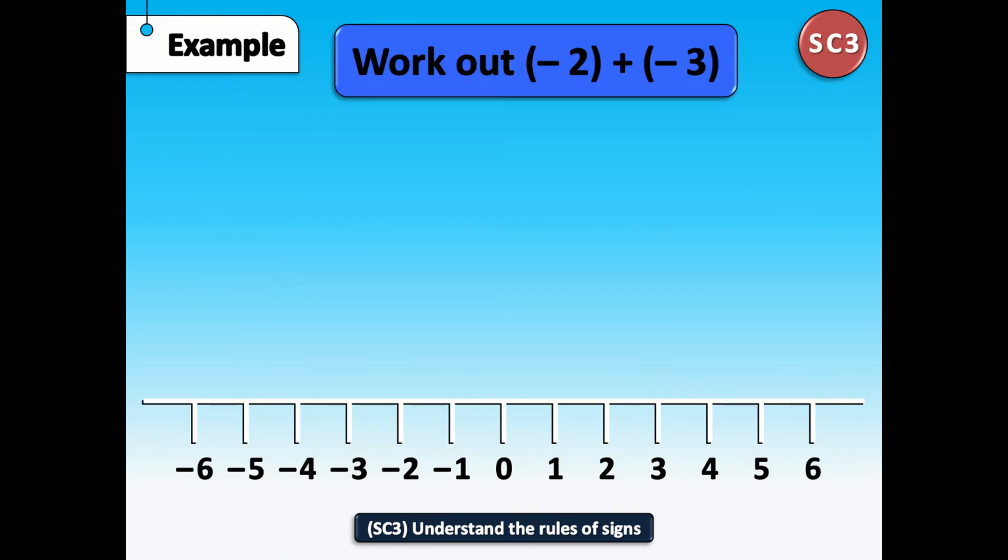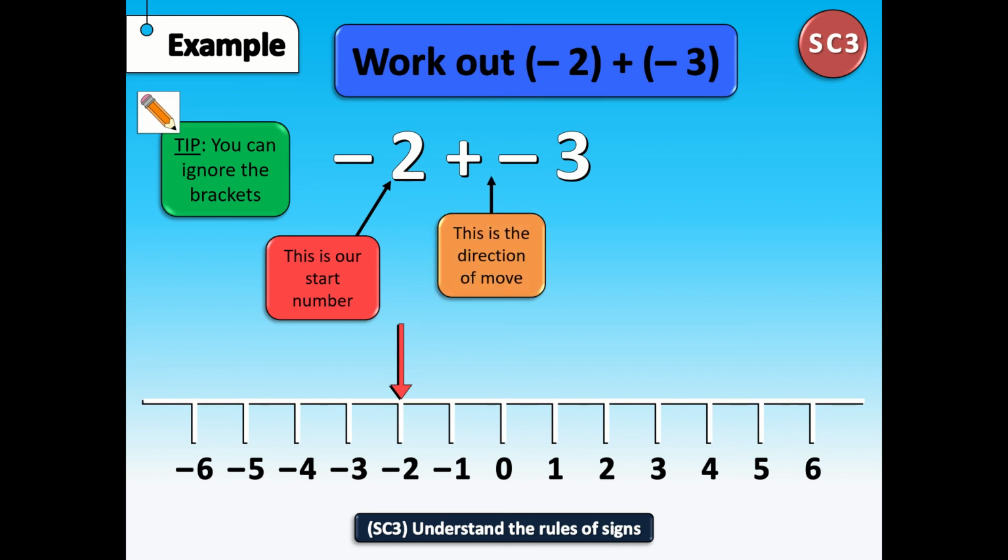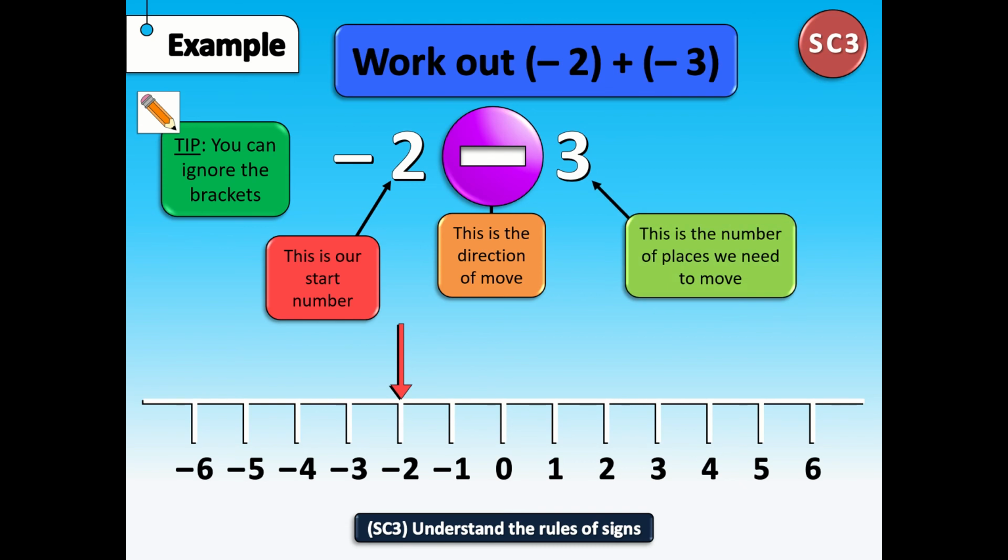So we want to work out minus 2 plus minus 3. Now again, we can ignore the brackets, so we can write it like this. This is our start number, so we're starting with -2. And we're going to move in this direction, and a positive and a minus, when they're next to each other like this, will make a minus. And we're going to move 3 places. So we start on -2 and we move 3 places down the number line. So the answer is -5.